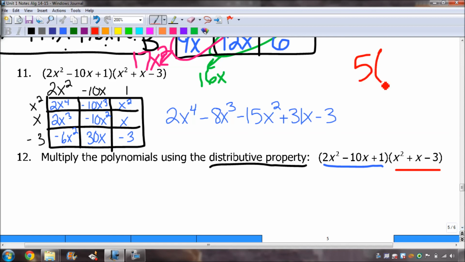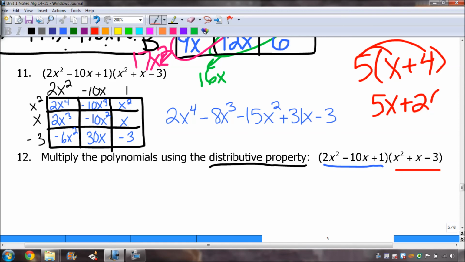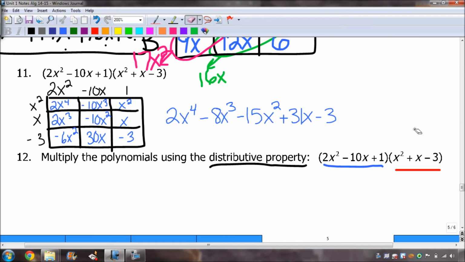So basically, you guys already know how to do distributing. For example, if I gave you a problem that said 5 times x plus 4, you would know to take the 5 and multiply it by the x, and take the 5 and multiply it by the 4, and you get 5x plus 20, right? But in this example that you have right here on number 12, you have a trinomial times a trinomial as opposed to just one single number on the outside. But you're still going to go through and distribute everything.